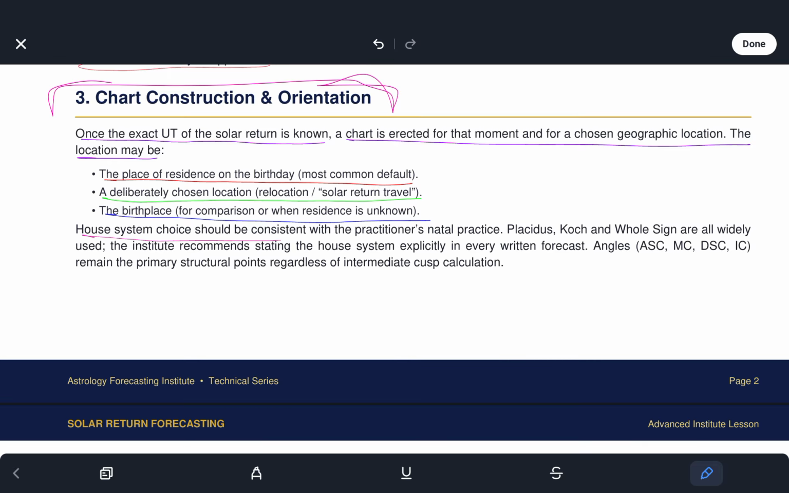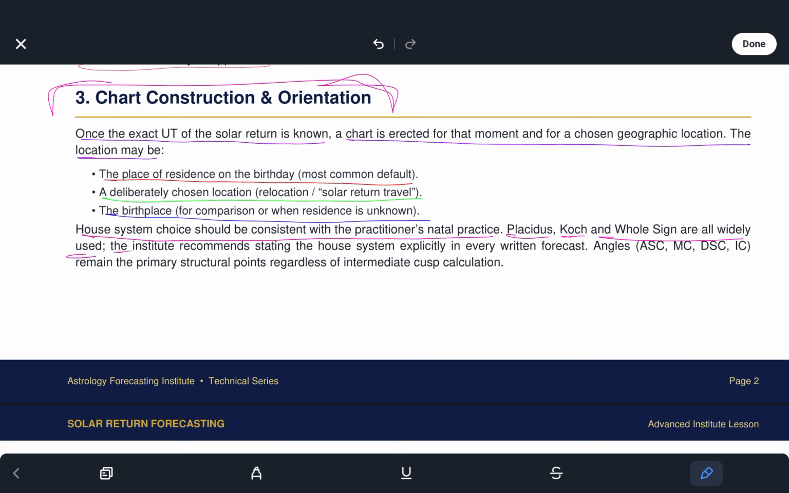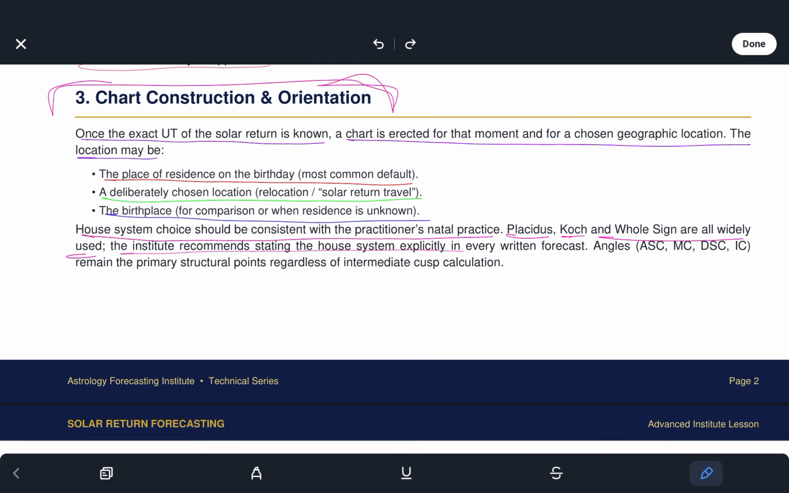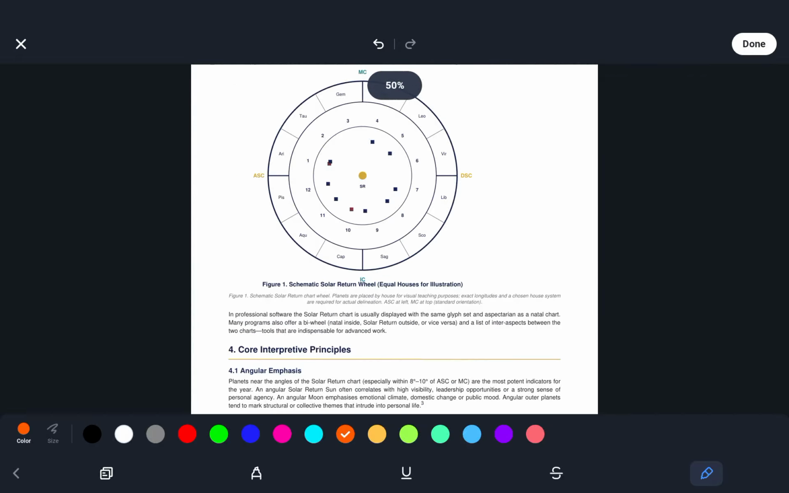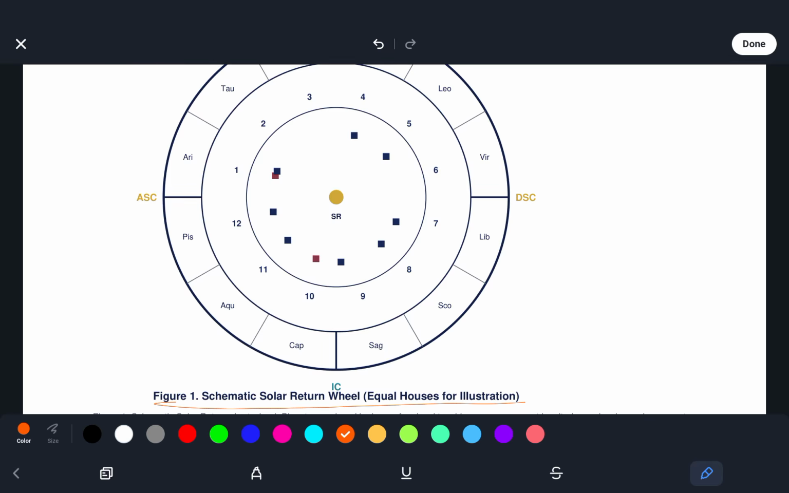House system choice should be consistent with the practitioner's natal practice. Whether it's Placidus, Koch, or whole sign, these are all widely used. The Institute recommends stating the house system explicitly in every written forecast. The angles, being the ascendant, midheaven, descendant, and IC, remain the primary structural points regardless of intermediate cusp calculation. So here we see the schematic solar return wheel for equal houses for illustration.